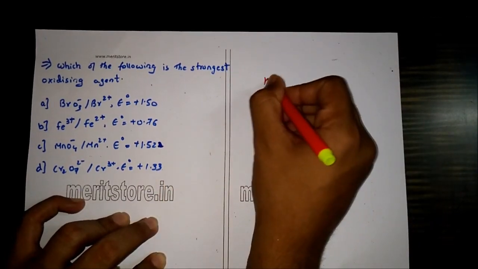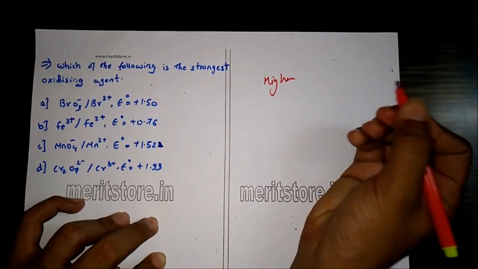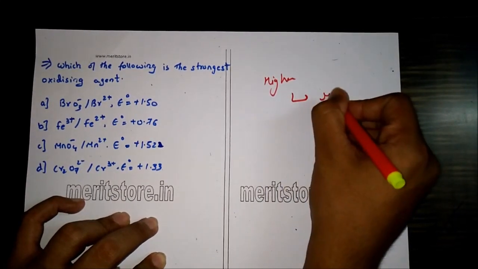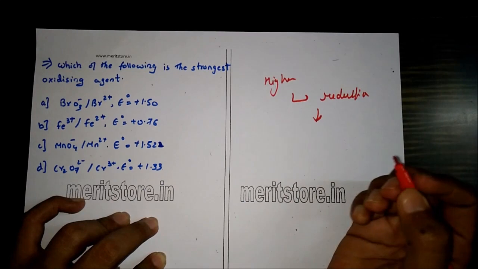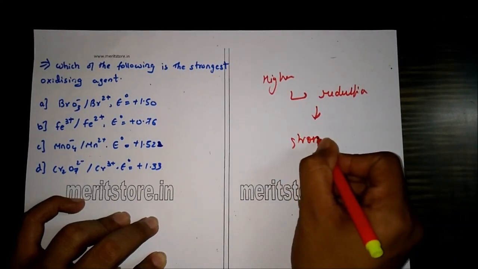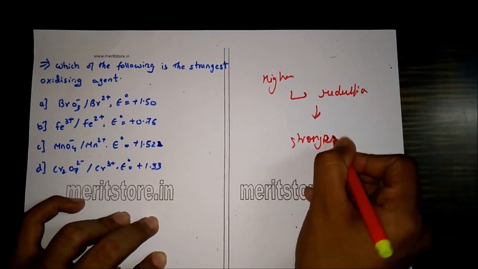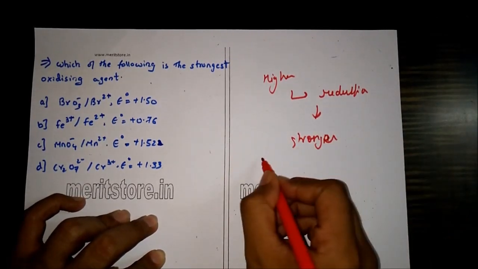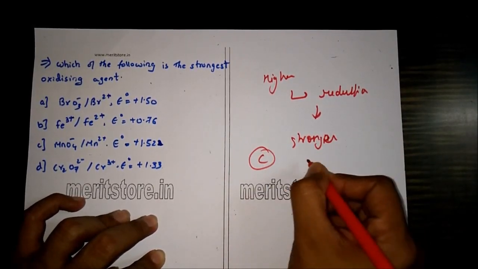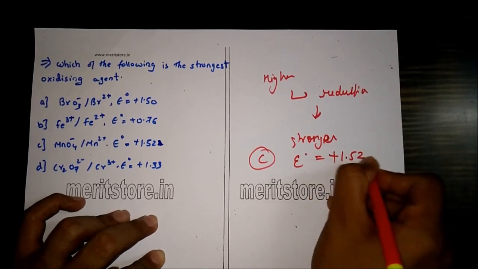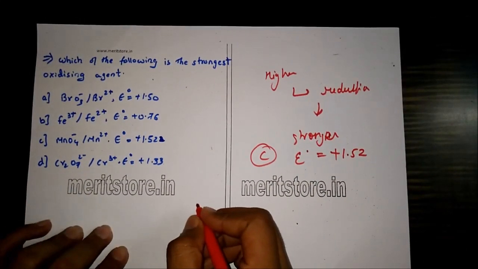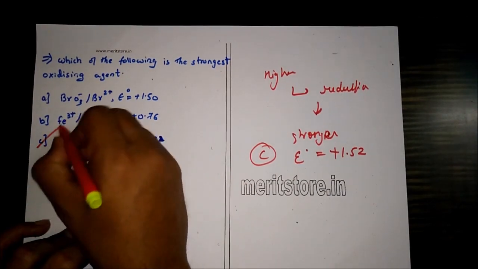Now we know that the higher the reduction potential, the stronger will be the oxidizing agent. Therefore, out of all the four, in option C, MnO4- to Mn2+ has a reduction potential of +1.52, which is more than any of the other options. Therefore, the correct answer is option C.